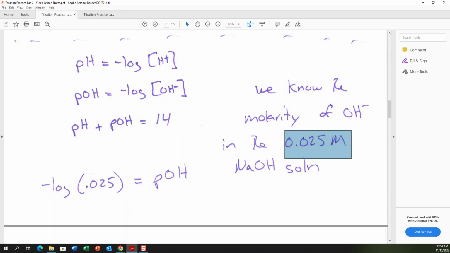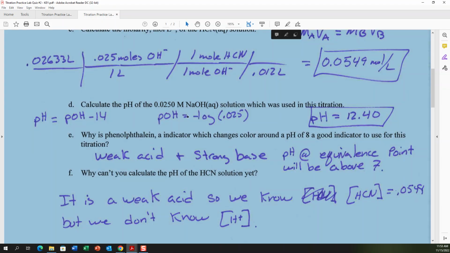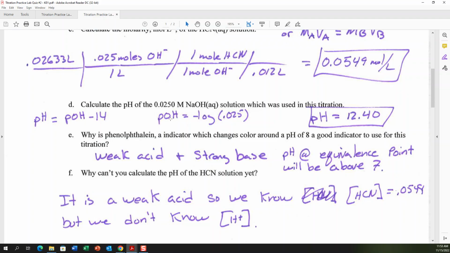So if I take the negative log of that molarity, that's going to give me the pOH, and then all I have to do is subtract from 14 to get the pH. Okay, so that's what we do over here. So I take the negative log to get the pOH, and then 14, this is wrong, 14 minus the pOH would give us the pH. So it's not the pOH minus 14, it should be 14 minus. And so we get the pH equals 12.4, okay, of that NaOH solution we were using.